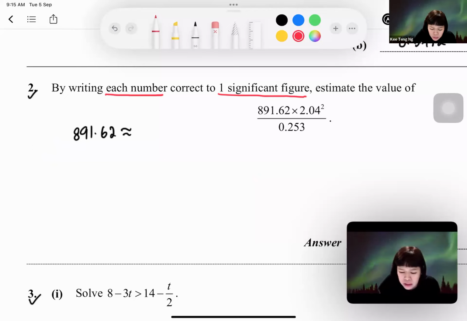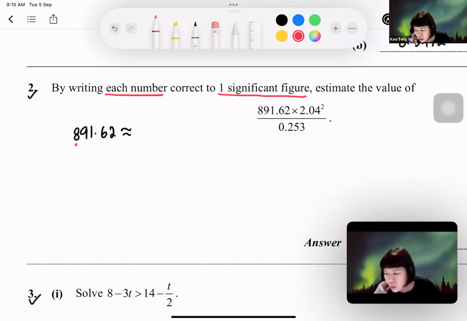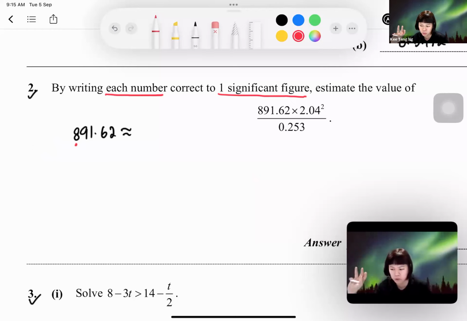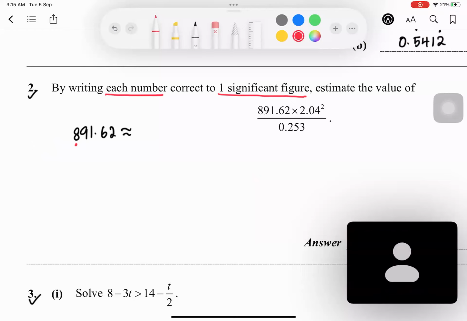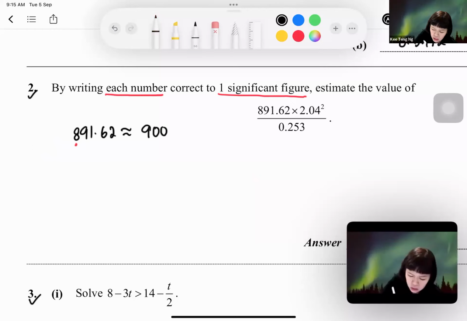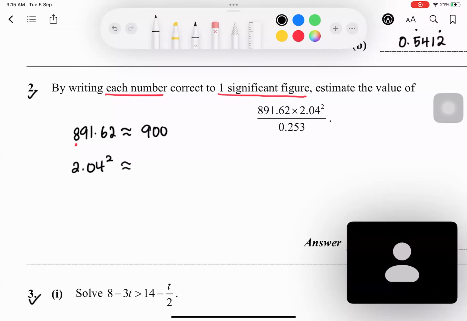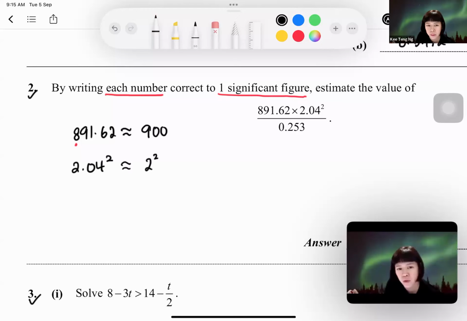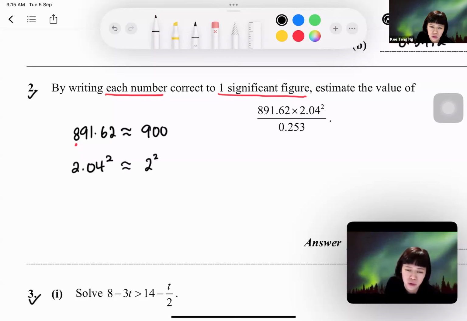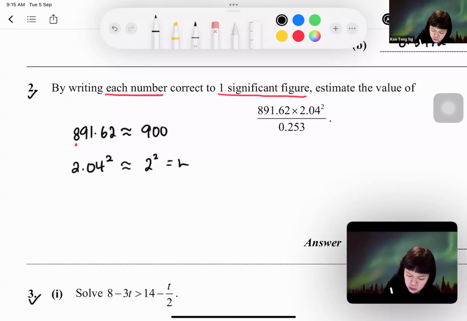What is this number in one significant figure? Anyone can tell me? This one very simple, so you all should be able to give me. 900. Thank you, 900. Then what about the next one? This is 2.04 squared. Some of you were wondering, do I square first, then round off, or whichever. For one significant figure, more or less it is going to be the same. So this number is actually 4.